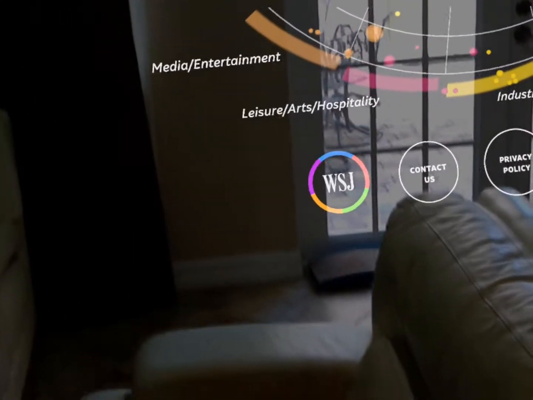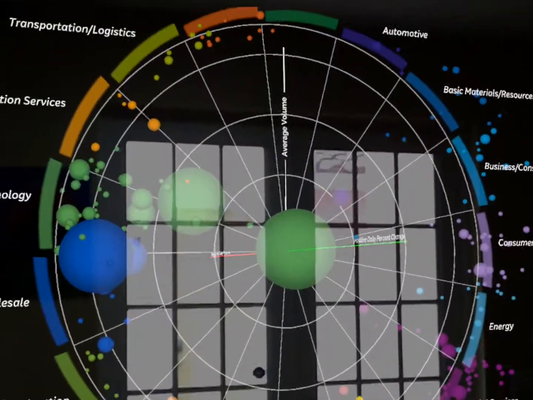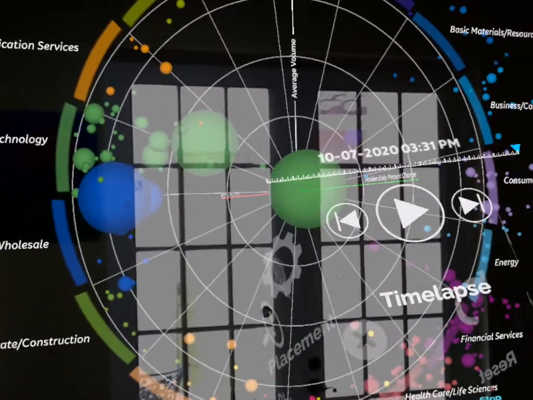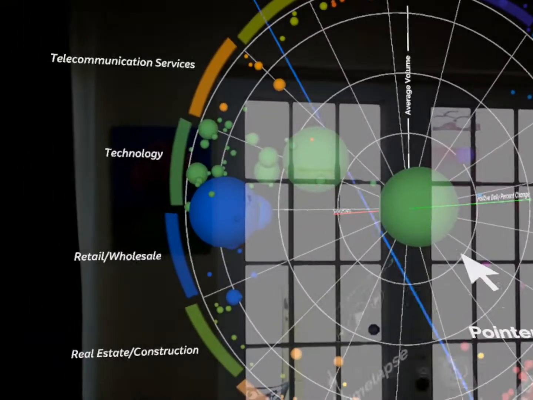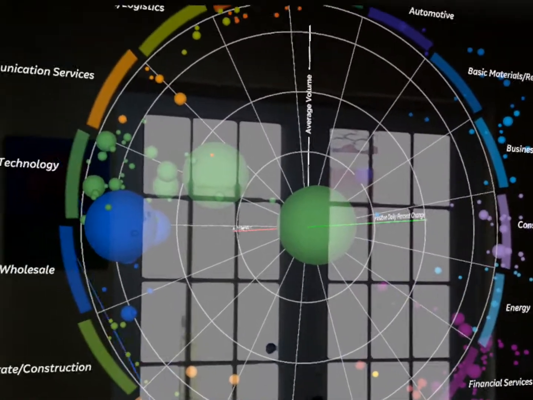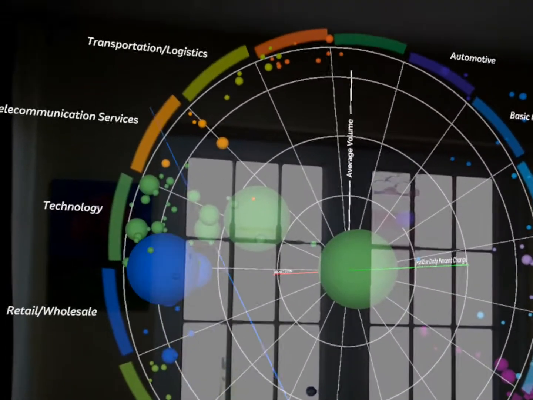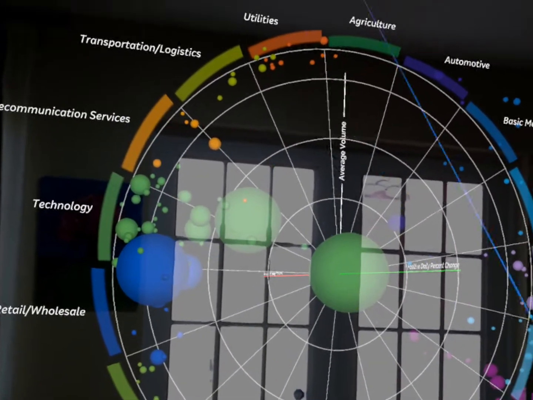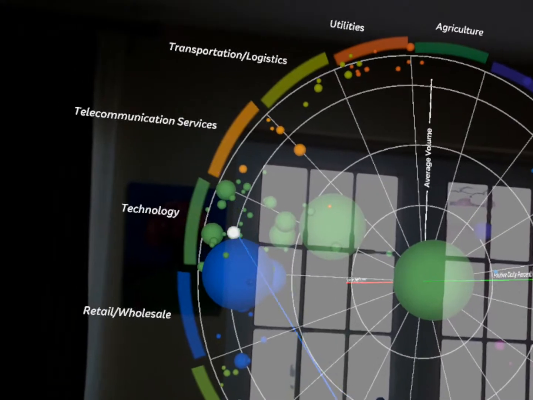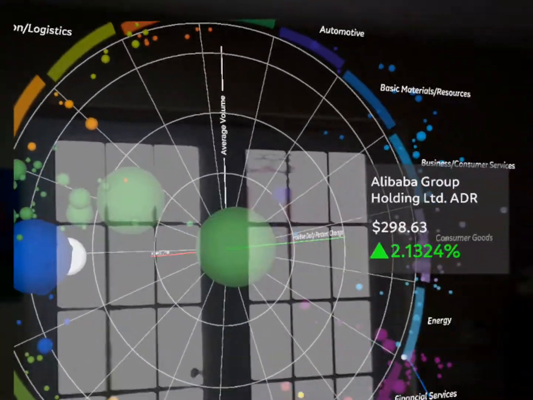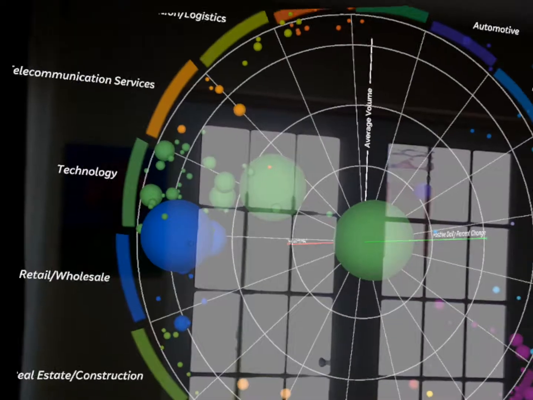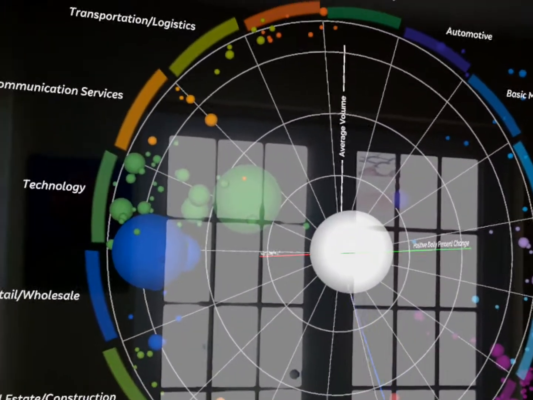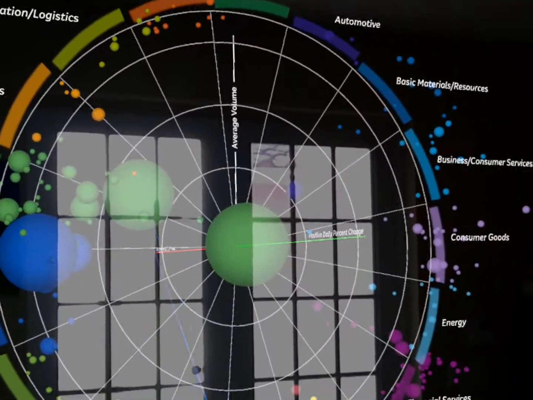So as you see here, this is a Wall Street Journal visualization for the daily change in the stock market. Each of these spheres is an individual stock, and they're placed around a circle based on their sector. So if it's in this tech sector, then it's part of the technology market. Here, healthcare and life sciences, et cetera, et cetera. The size encoding of the sphere represents the size of the market cap, or how large the company is, right?